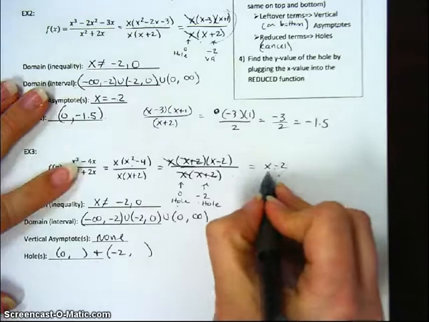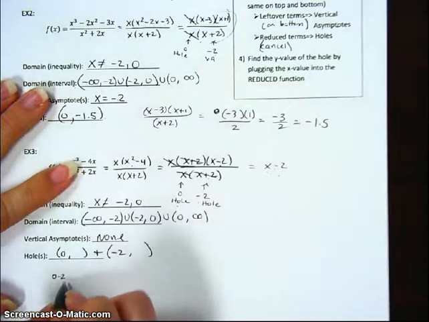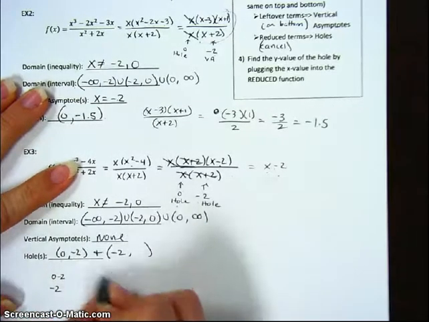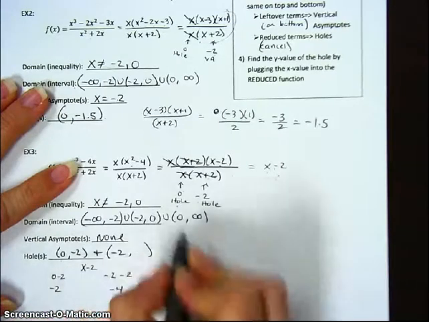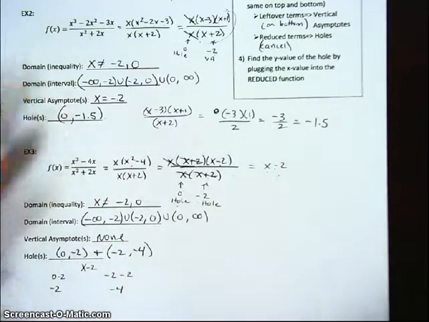So we're plugging into x minus 2, so we'll have 0 minus 2, which is -2. We'll have -2 minus 2, which is -4, because we're plugging into x minus 2. And there you go.